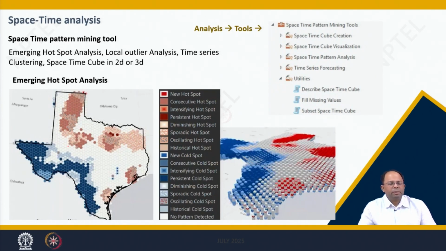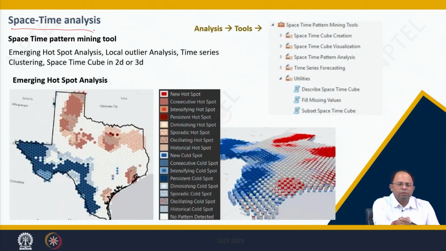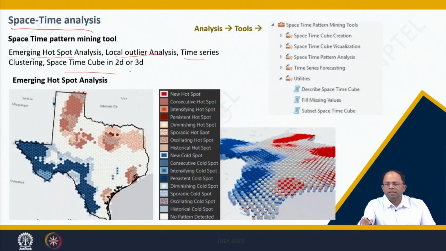Now here in this particular analysis, we are doing space-time analysis, and for that we are using space-time pattern mining tools, such as emerging hotspot, local outlier analysis, time series clustering, and space-time cube in 2D and 3D, and these are some of those listed over here. Now over here you can see we are doing an emerging hotspot analysis.